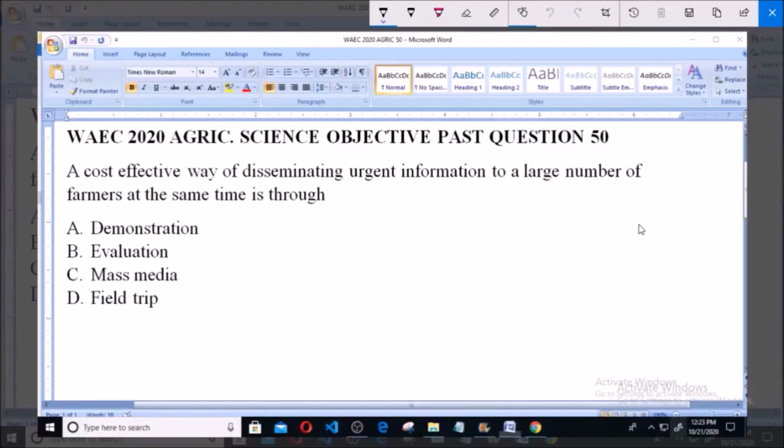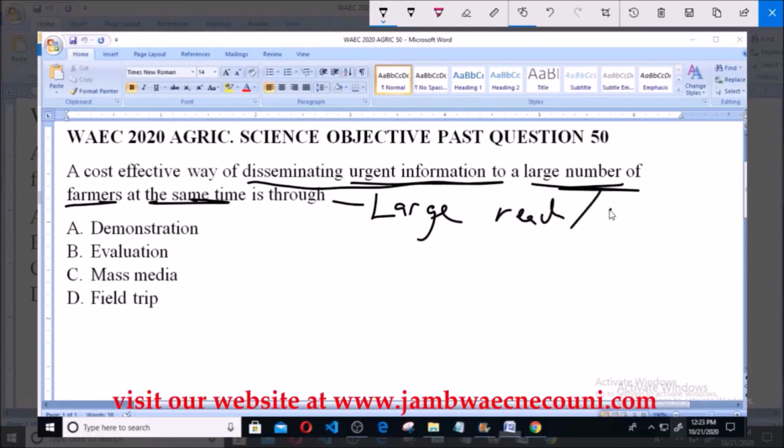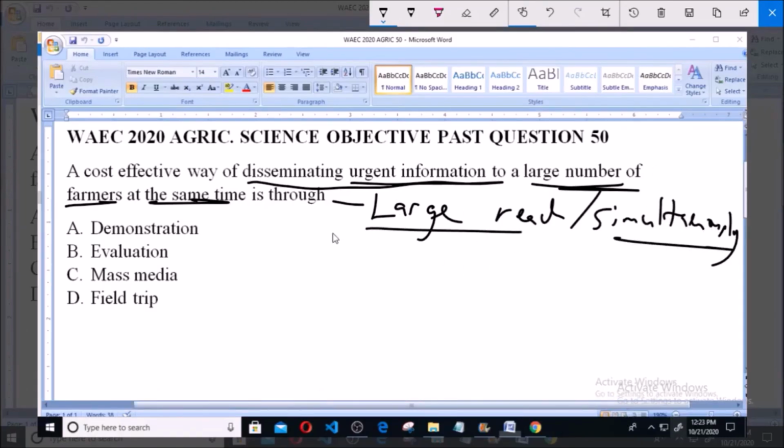Hello and welcome. I will be answering WAEC 2020 Agric Science Objective Past Question 50. A cost-effective way of disseminating urgent information to a large number of farmers at the same time is through A, Demonstration, B, Evaluation, C, Mass media, D, Field trip. So we're talking about means of communication or disseminating urgent information to a large number of farmers at the same time. So we're looking for a means that has large reach, that works simultaneously, that delivers the information to a large number of people at the same time.